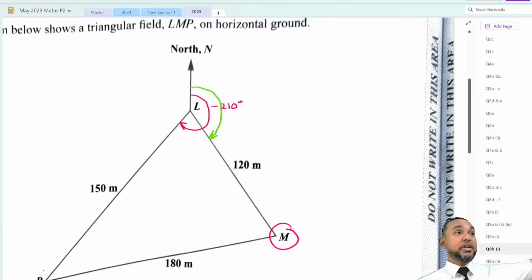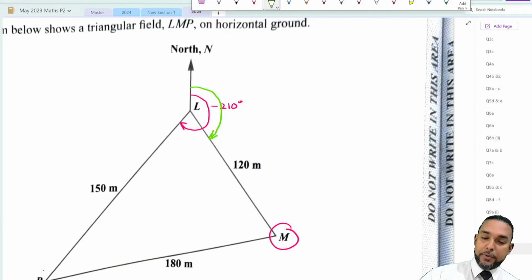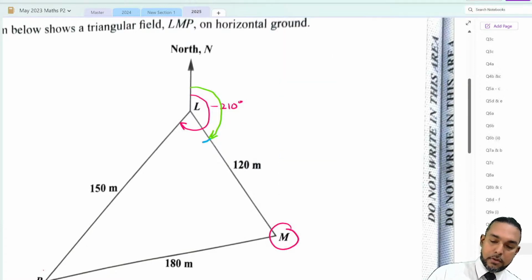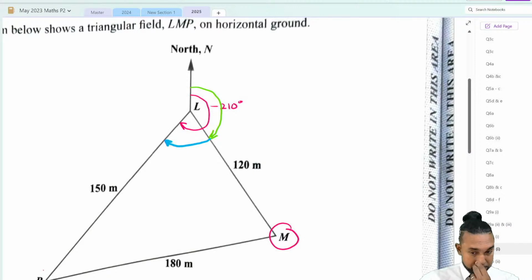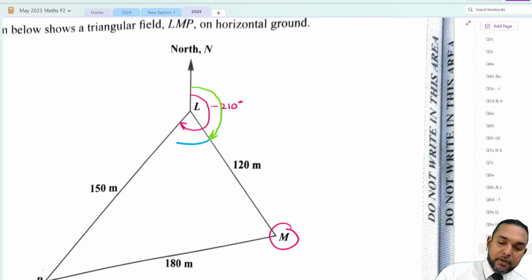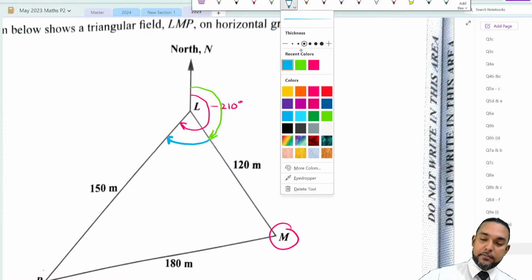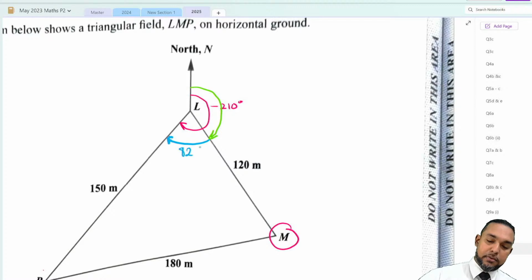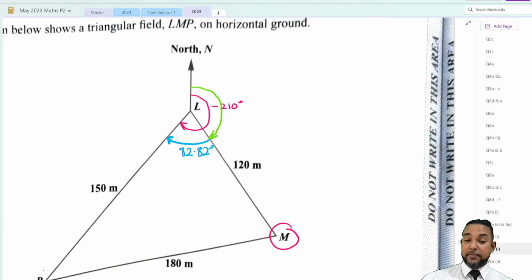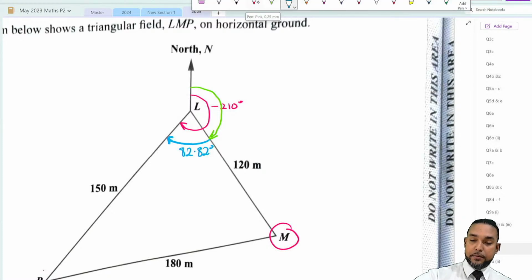So in order to find the green angle, what could we do? In part one, we found that blue angle. So how will we find the green if we know the pink and the blue? That's correct. The blue angle is 82.82 degrees. Therefore, to find the bearing of M from L, which is the green angle, we'll simply subtract 210 minus 82.82.